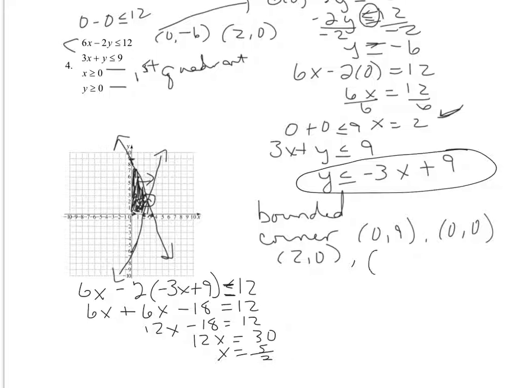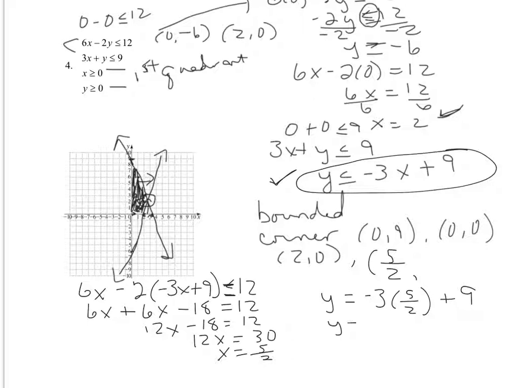So that means I've got an ordered pair where the x-coordinate is 5 over 2. We're not done. Now we have to find the y-coordinate. And that means we can plug in to either of these equations. I think you might find it simpler to plug into this one right here, y is less than or equal to negative 3x plus 9, because if we plug in 5 over 2 for x, once we simplify the right side, we'll know what the y value is.